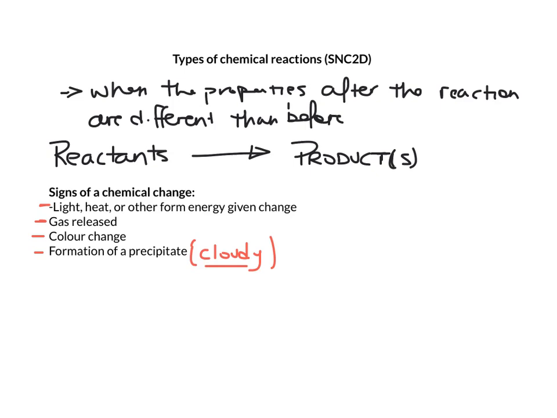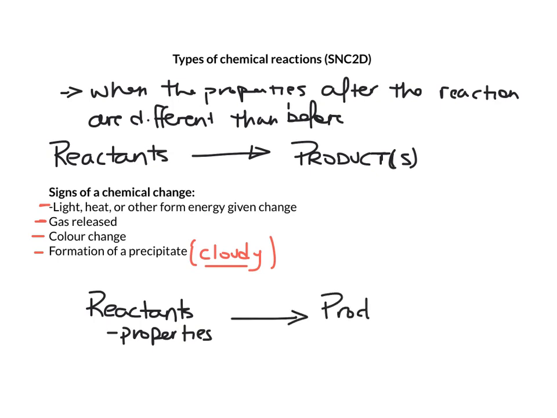Again, in a chemical reaction, the reactants have a set of properties, whatever those properties happen to be. You might have a solid mixing with a liquid, or two solids mixing, or two liquids mixing, and those properties are set between the reactants, and then at the end you have your products, and the products have different properties.